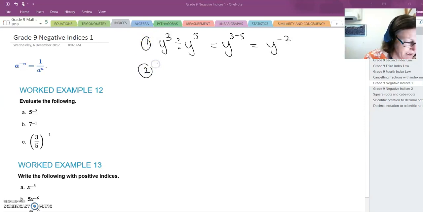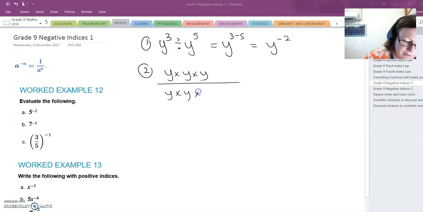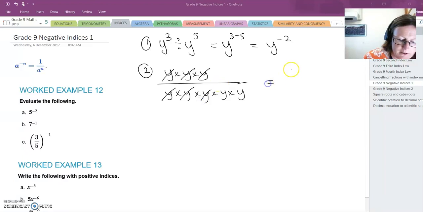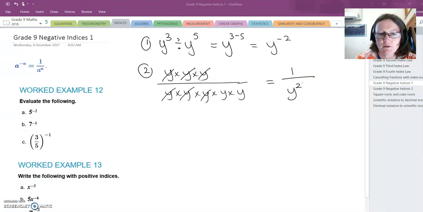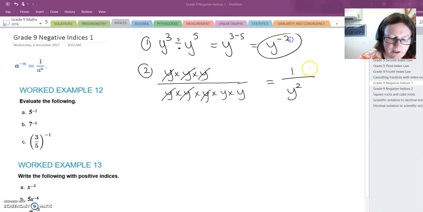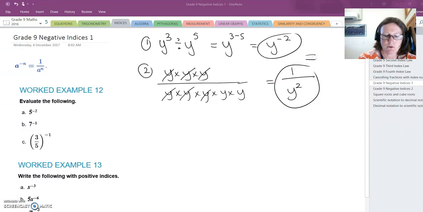If I solve it by cancelling fractions, so y to the power of 3 divided by y to the power of 5, and then cancelling, my answer is 1 over y squared. So I've done two different methods for the same sum and got these two answers. So in other words, these answers are equal.